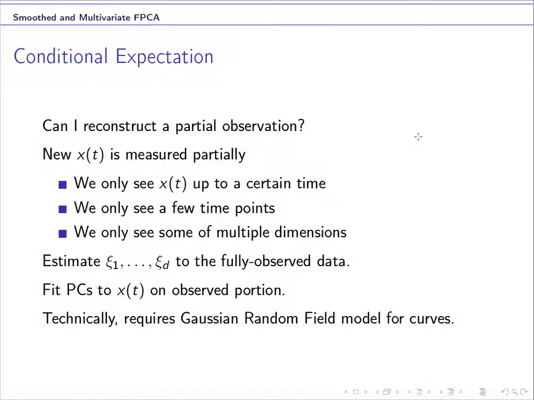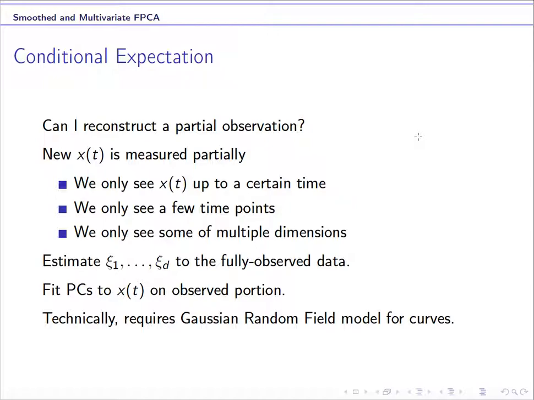Okay, so this is how we can control the smoothness of the FPCs. As I mentioned in the beginning of FPCA, the main advantage for the dual FPCA is that we can do dimension reduction, right? We can project infinite dimension functions to a finite dimension space, from function to the FPC scores.